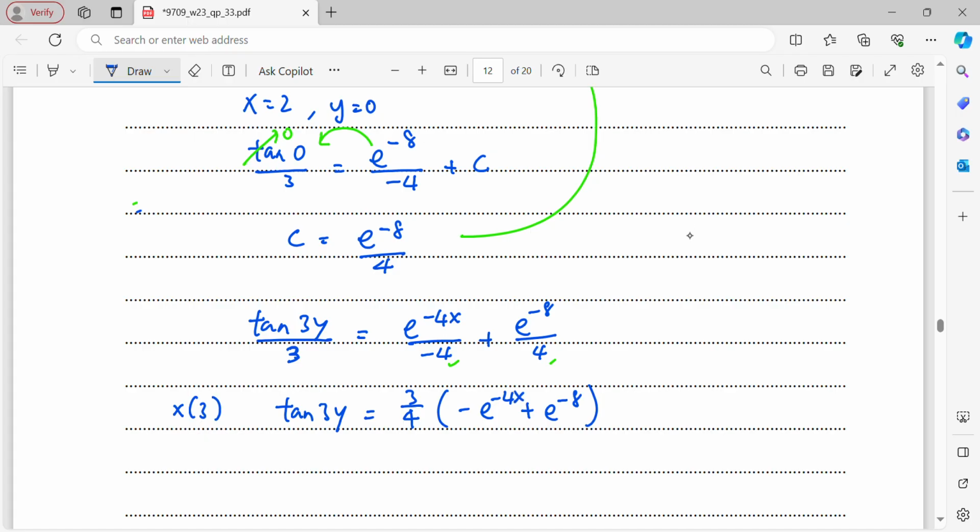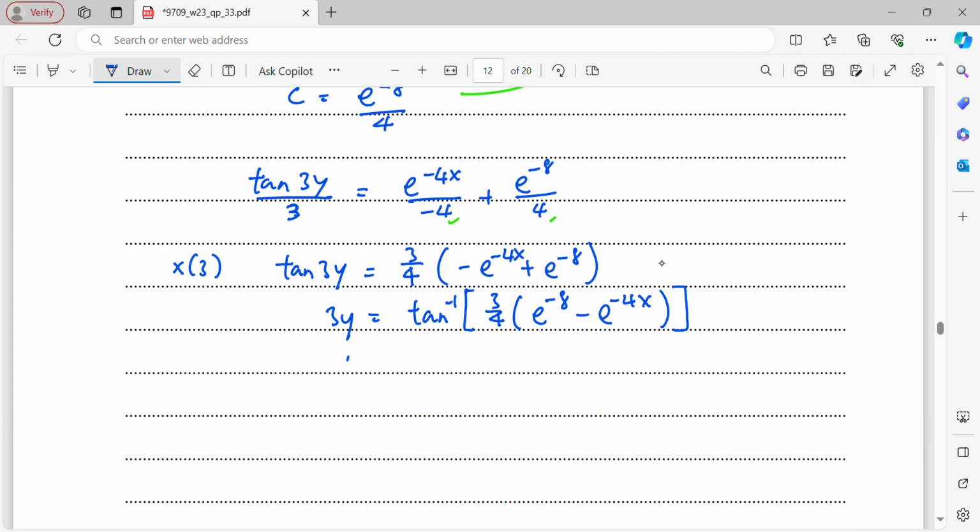Then I need to get the y, so the tangent will be moved to the other side and becomes inverse tangent. So then I will write 3y is inverse tangent of the right side. If you don't prefer the negative as the first term, I will just switch with the second term. Okay, so at last you will get the y, which is 1 over 3 of the inverse tangent. So this is the solution of this question.